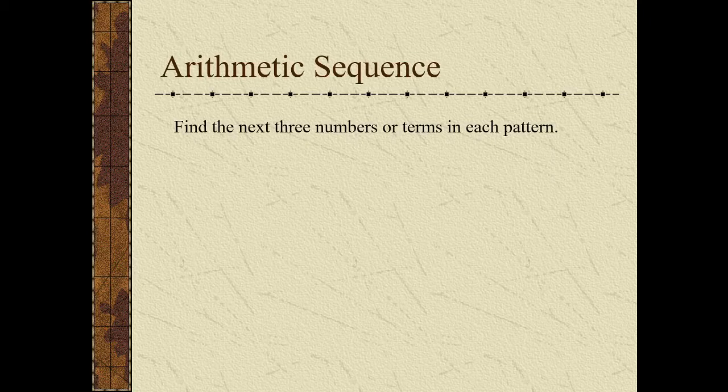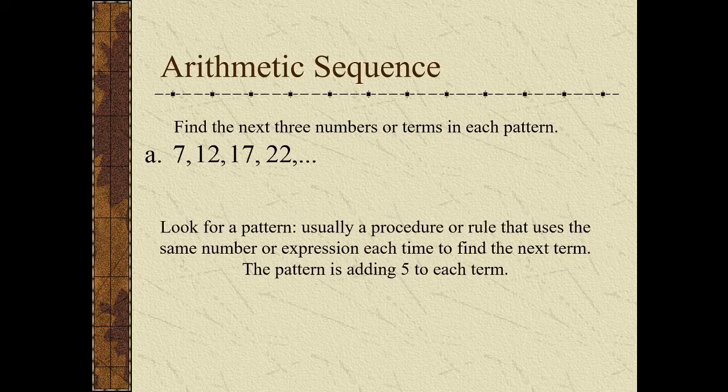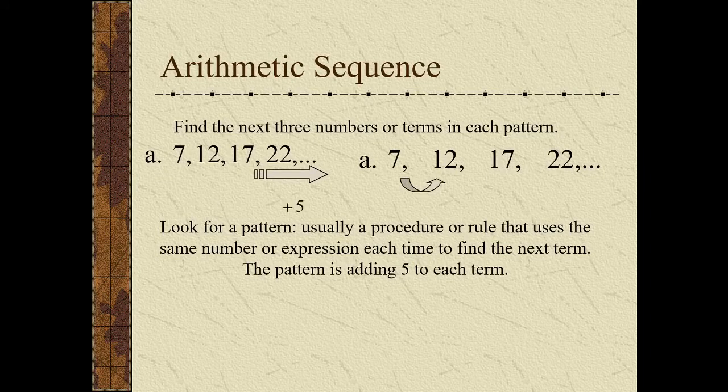Find the next 3 numbers or terms in each pattern. Now, you have here 7, 12, 17, and 22. This is what you're gonna do. Look for a pattern. Usually, this is a constant number that is added. How much is added from 7 to get 12? Plus 5. Correct. What will you add to 12 to get 17? Plus 5 again. What about 17 to 22? Plus 5, it's still 5.